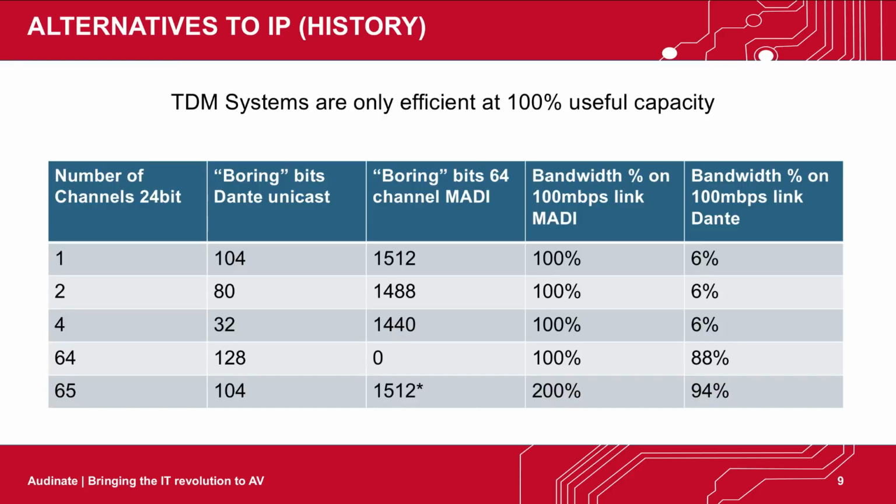Now, pay attention to the Dante column and compare it to the MADI column. In Dante, with 65 channels, we still have room. Now note that this is all on a 100 megabit per second link. Simply using a 1 gigabit link in this situation gives you so much more space.